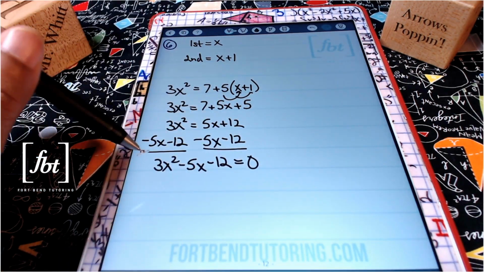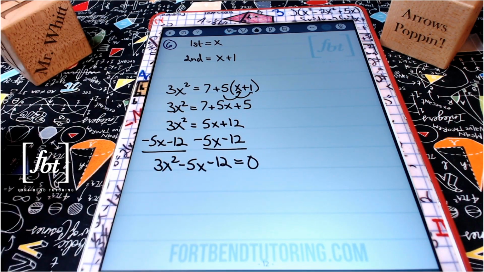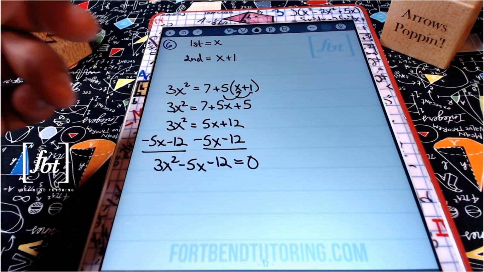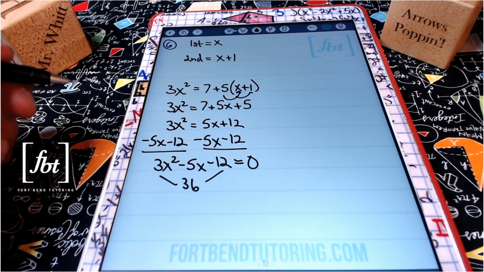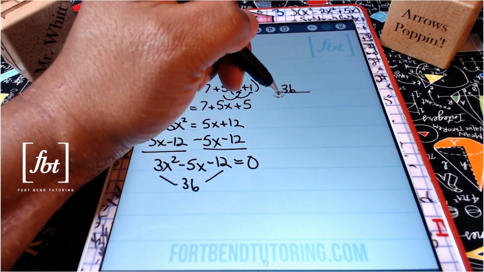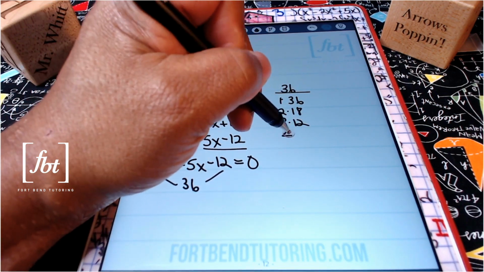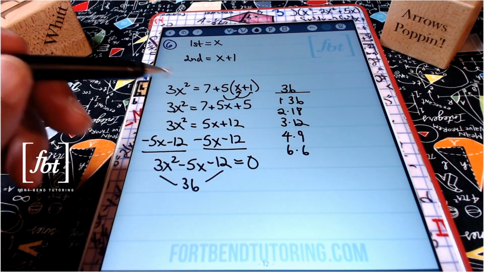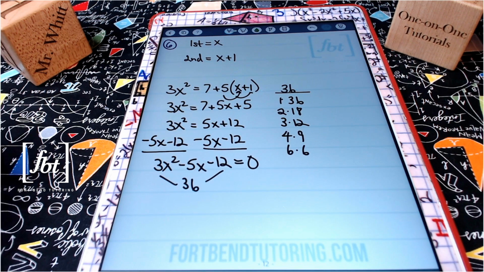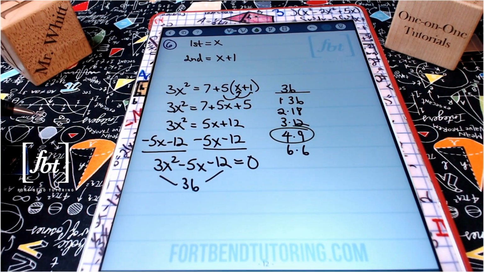Once again, I want to write my answer in descending order of my variable x, in other words, I want to put it in standard form. I'll once again be using the AC method of multiplying the first times the last to get 36, and now I'm looking at factors of 36, which are 1 times 36, 2 times 18, 3 times 12, 4 times 9, and 6 times 6 to find factors of 36 that will subtract to give me 5. In this case, I can use 4 and 9 as the factors that will subtract to give me 5 and multiply to give me 36.